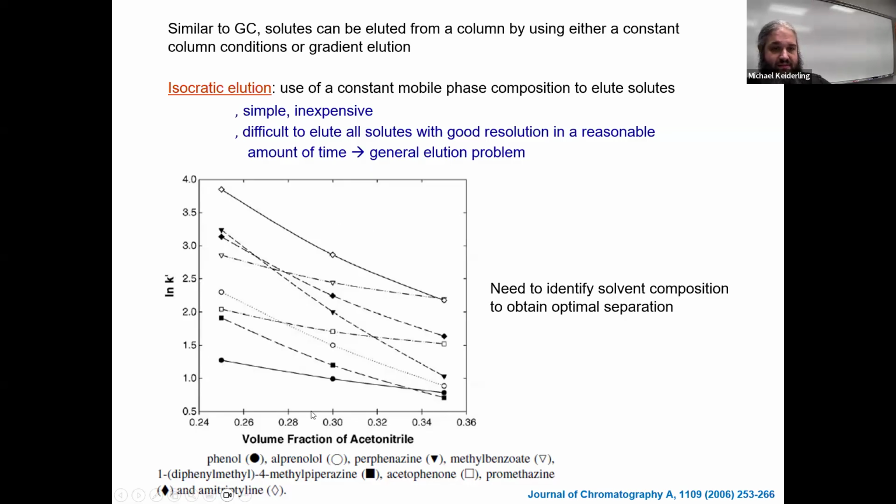for constant composition, which in this case looks like it would be somewhere around the 0.3 here is better than either 0.25 here or 0.25 for separating all of these. But you could also vary the concentration over the range.